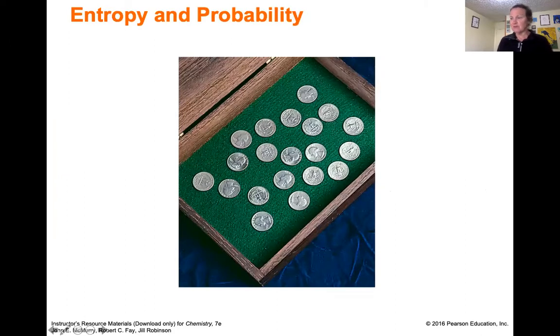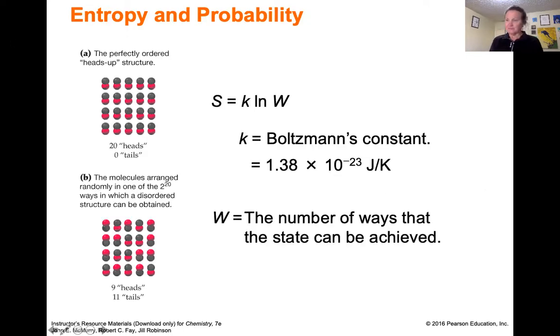So entropy and probability. This is something I really want to make sure you understand. Boltzmann's equation is S equals k ln W, and W is defined as the weight. I am going to move to the document camera for just a minute, because I really want to make sure that you understand this idea.